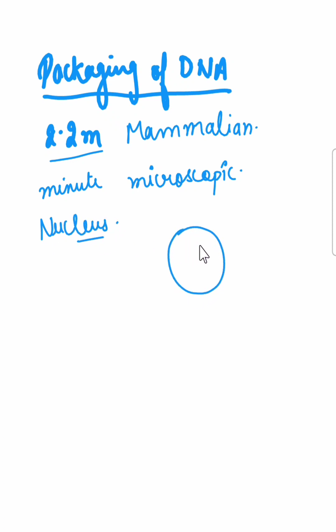If the cell is like that, then the nucleus is only this structure, and in this structure we have to add the 2.2 meter long DNA. It is the length of the single DNA that is present in our nucleus. Fine. Now, how to calculate the length of the DNA from the CBSE exam point of view? It is a very important question, how to calculate the length of the DNA.